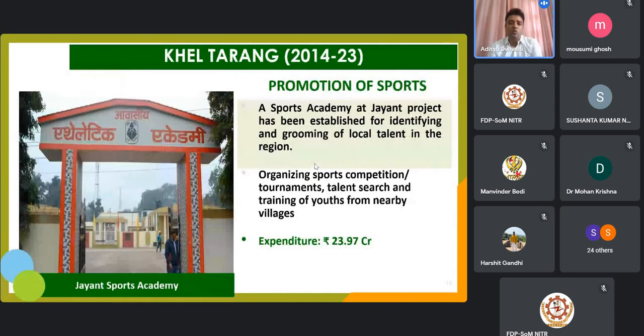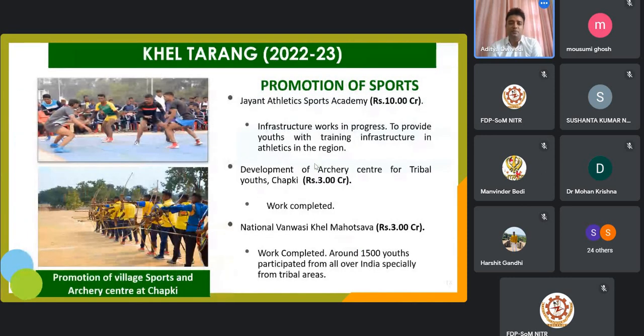And promotion of sports. A sports academy at Jayant project has been established for identifying and grooming the local talent of this region. In the sports academy around 40 athletes are getting trained, basically in athletics, and they are participating in different area level and state level competitions. For the promotion of sports, Jayant Athletics Academy, we have invested 10 crores.